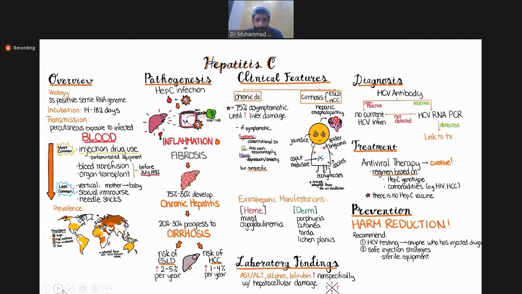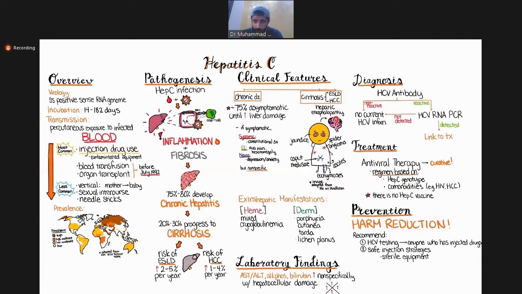Again, it causes inflammation and fibrosis, and leads to chronic hepatitis in 75 to 80% of the patients, whereas 20 to 30% progress to cirrhosis. Here again you have jaundice, spider angiomata, ascites, ecchymosis, caput medusae. These are all signs and symptoms of end stage, decompensated liver disease.